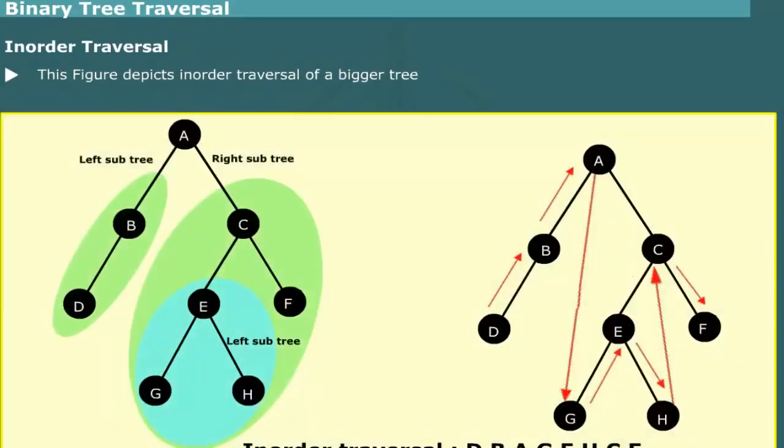This figure depicts in-order traversal of a bigger tree. To traverse in order, first the left subtree T1 is traversed to visit D, B. Then root node A is visited. Next, left subtree T3 within the right subtree T2 is visited. It consists of nodes G, E and H. Lastly, remaining nodes C and F of the right subtree are visited. Thus, in-order traversal leads to the visit sequence D, B, A, G, E, H, C, F.